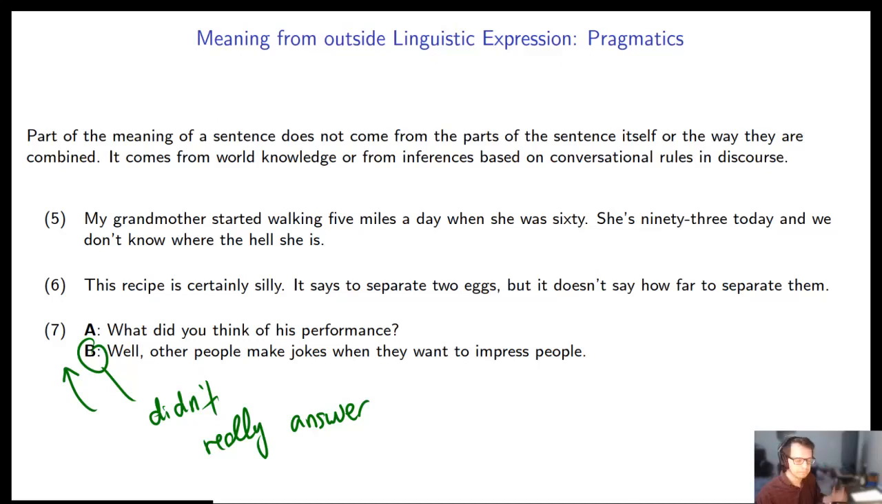And in this course, we're focusing mainly on semantics, but we will talk a little bit about pragmatics because it is important to differentiate the two and also to discuss the two because at some level, there is an interaction between semantics and pragmatics.